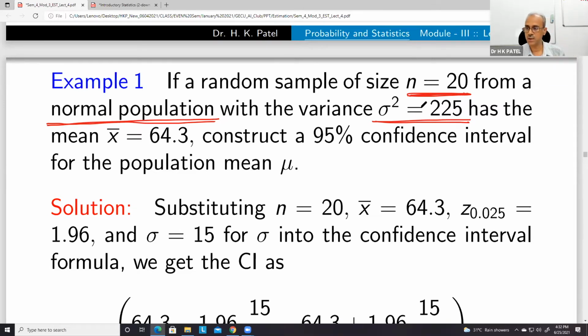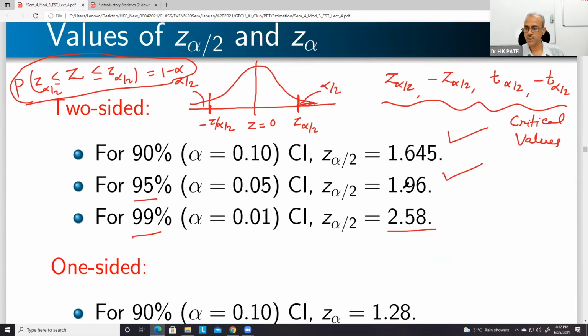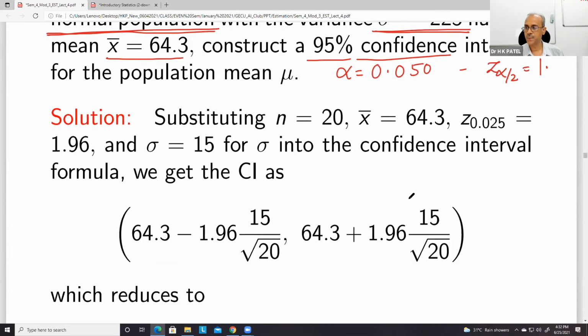So all the things are given here. You can see that n is 20, sigma is 15, and x bar is also given, and the 95% confidence interval is there, and therefore alpha is equal to 0.05, and that gives Z alpha by 2. If you see the tables, Z alpha by 2 for 95% is 1.96.